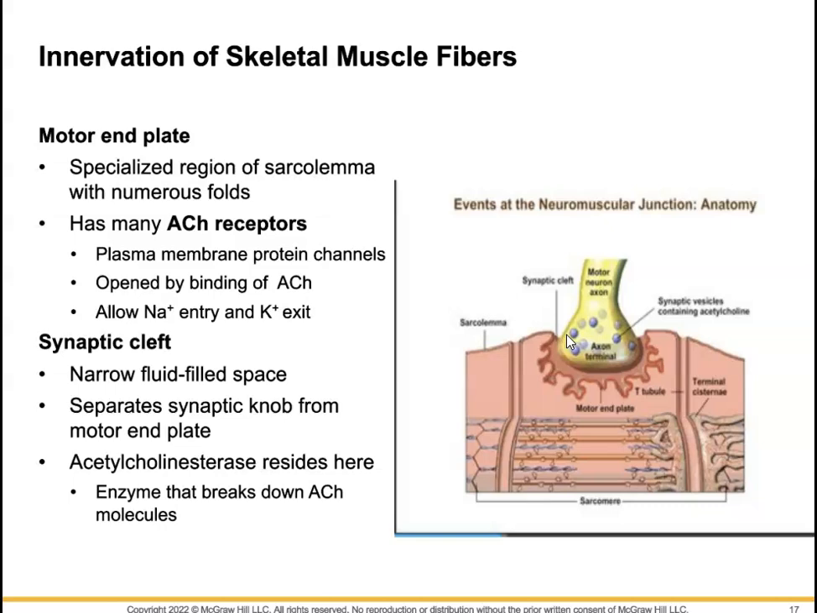Now that allows the gates to be open and sodium floods into the cell with a little bit of potassium exiting the cell. Now, let's continue with this one.